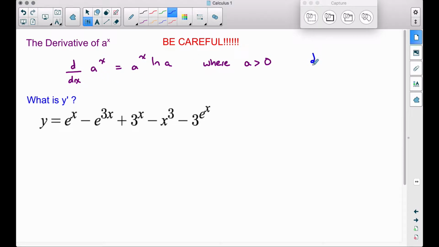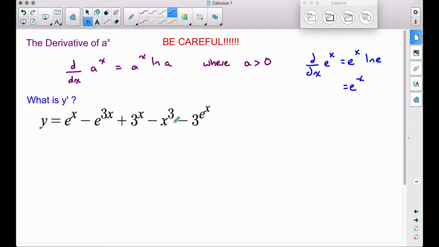The derivative d dx of e to the x is e to the x. We could say natural log of e to match up these e's, just like I'm matching up these a's over here. However, natural log of e is equal to 1, so that's why we just say the derivative of e to the x is e to the x. Technically, we could put the natural log of e, just like over here I have the natural log of a. However, it is vital to include the natural log of a in our derivative, since a could be some positive number other than e.